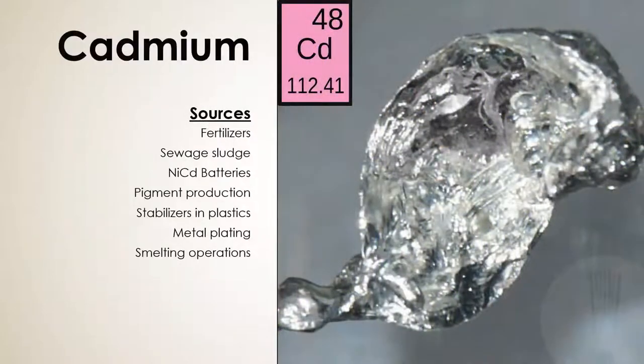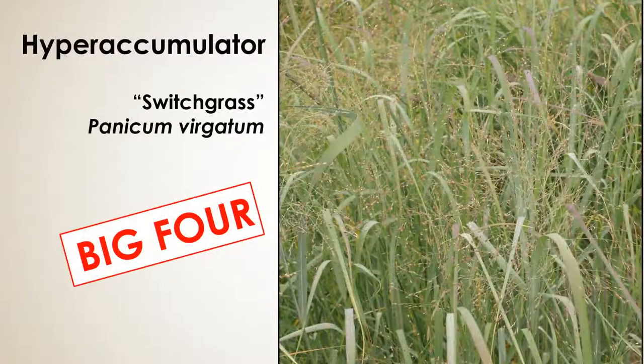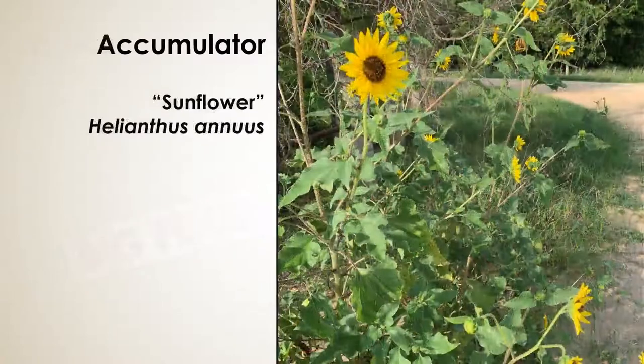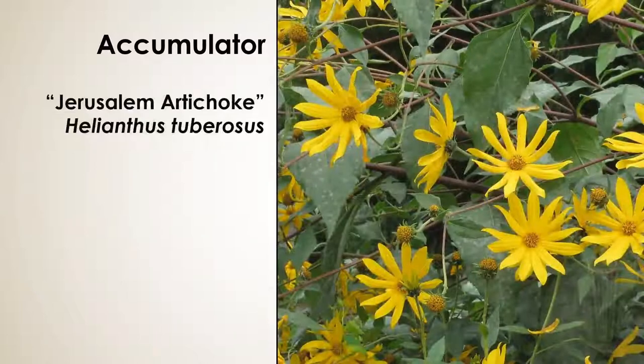All right, cadmium. Sources of cadmium in the environment include fertilizer, sewage sludge, nickel cadmium batteries, pigment production, stabilizers and plastics, metal plating, and smelting operations. Switchgrass is a hyperaccumulator of cadmium. Sunflower is an accumulator.